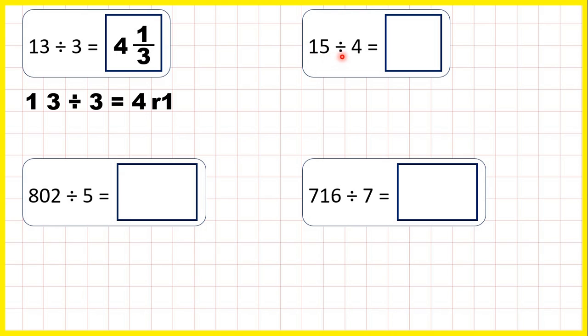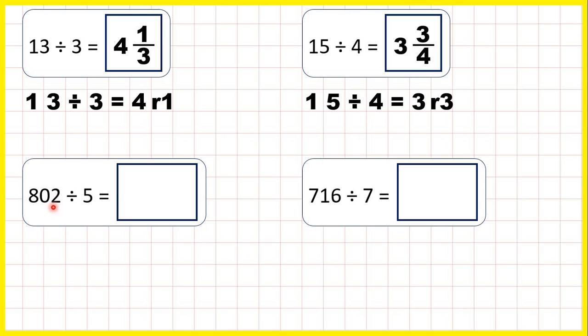Now 15 divided by 4. That's 3 remainder 3, because 3 times 4 is 12, but then from 12 we need 3 more to get to 15. But we can write our remainder as a fraction. That 3 is our whole number, the remainder is our numerator, and the divisor is the denominator, so the number we're dividing by is always the denominator.